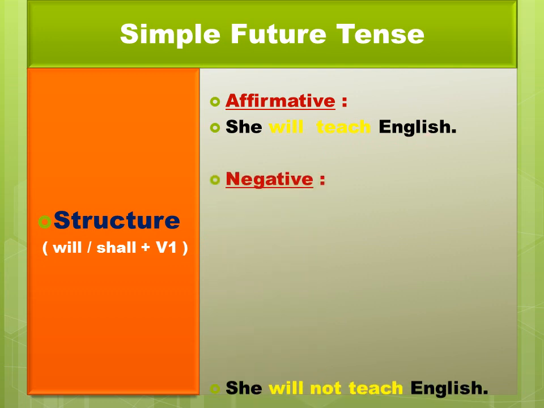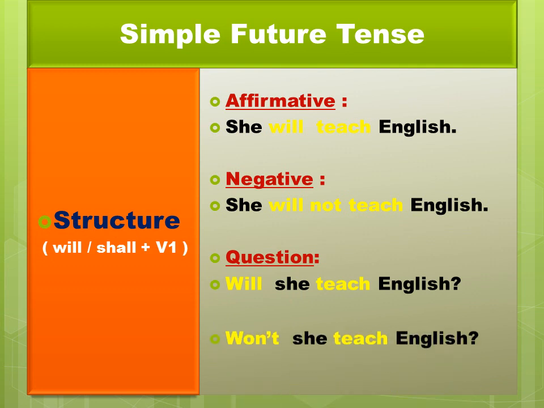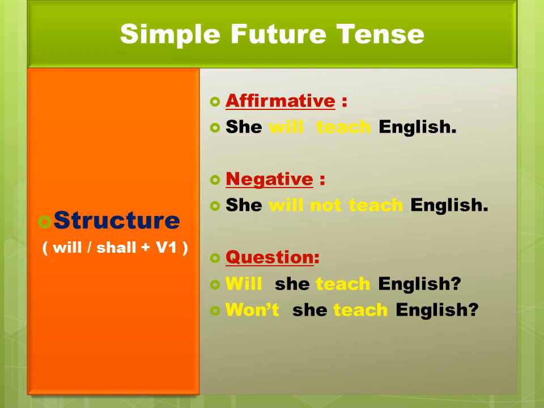Now, how to frame a negative sentence? She will not teach English. Here, will is the auxiliary verb. We have used not to indicate the negative sentence. Teach is the main form of verb and English is the direct object. Right. How to frame a question? Will she teach English? Now, the negative interrogative is, won't she teach English?